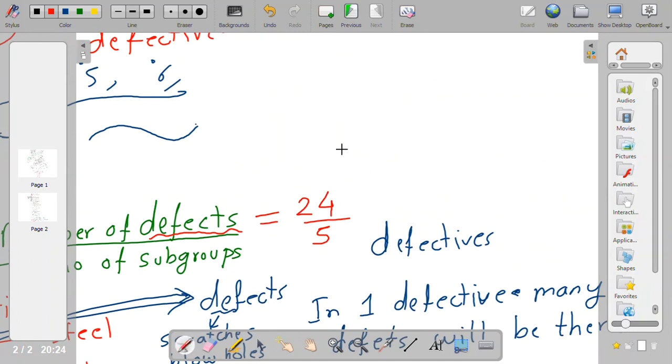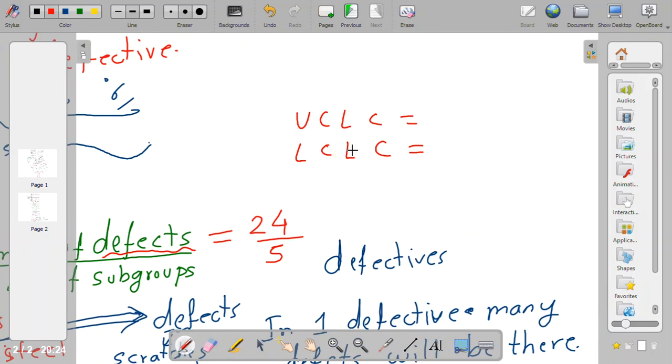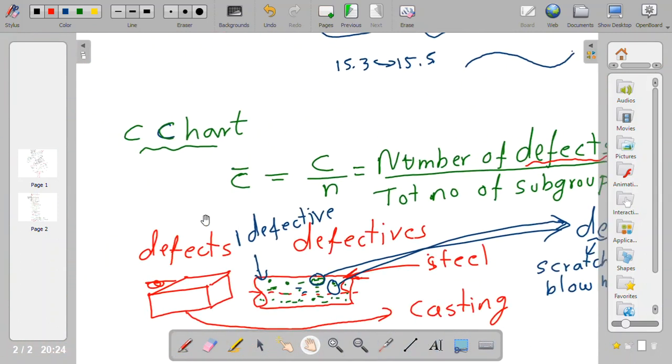Okay, so I just give you upper control limit and lower control limit of C chart. So what is the upper control limit? Just I'll write, this is just the formula for finding upper control limit and lower control limit. Okay, so C bar plus 3 into square root of C bar and C bar minus 3 into square root of C bar. Okay, so this is about C chart.